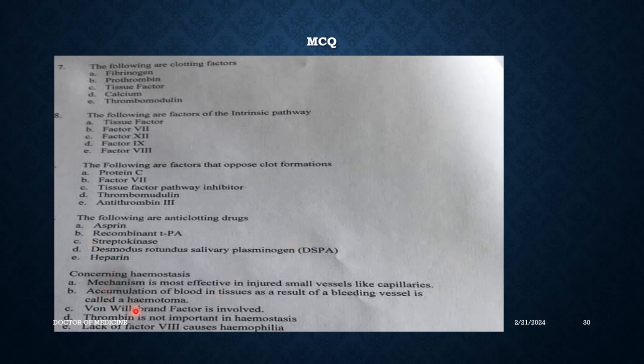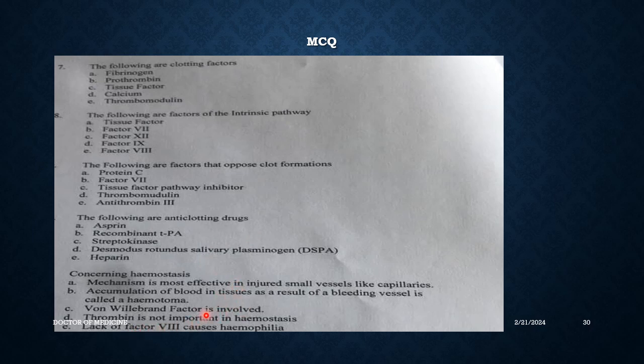Okay, so accumulation of blood in tissues as a result of a bleeding vessel is called a hematoma. True, we saw the picture of a hematoma which resulted from hemophilia. Okay, so the von Willebrand factor is involved. True, it's involved in hemostasis, specifically the primary hemostasis. Okay, so it's involved in adhesion of your platelets to the underlying collagen fibers.